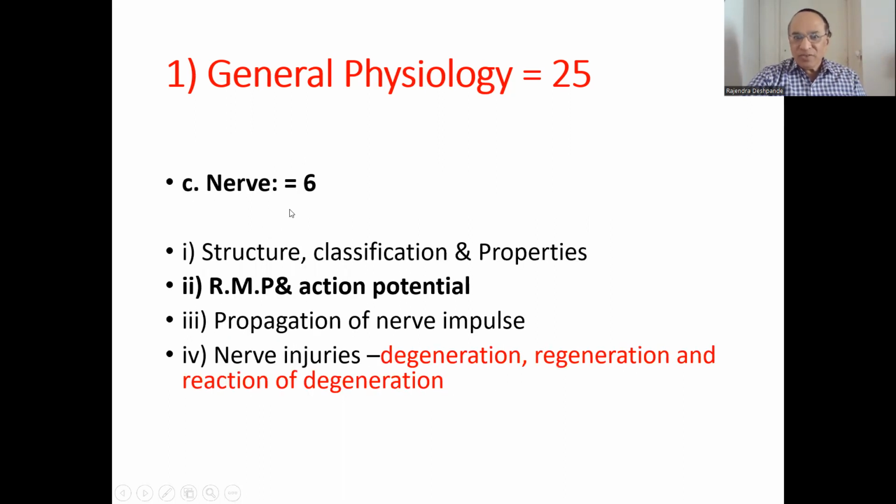Then nerve, 6 lectures in general physiology. Structure, classification and properties of the nerve. Resting membrane potential and action potential, then propagation of nerve impulse, nerve injuries, like for example degeneration, regeneration, and reaction of degeneration. This is an important question. All these topics of nerves are very important, especially RMP and action potential are asked, and nerve injury are always probable expected questions in the examination.